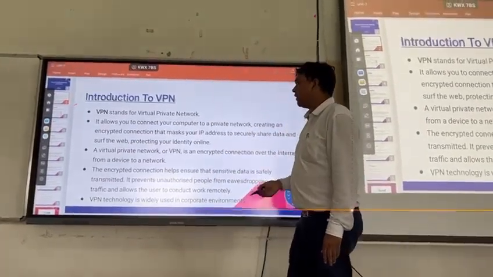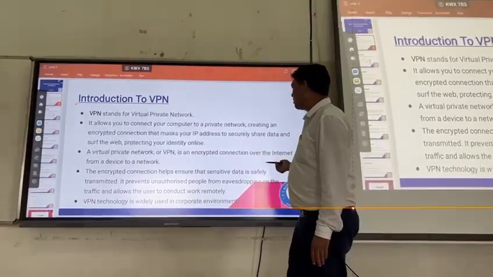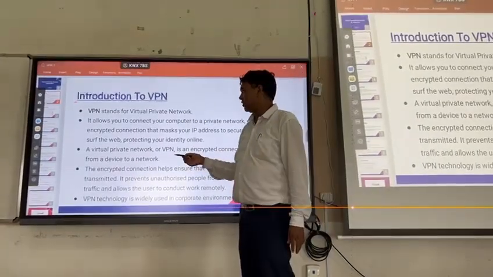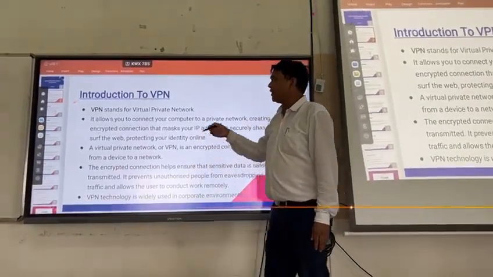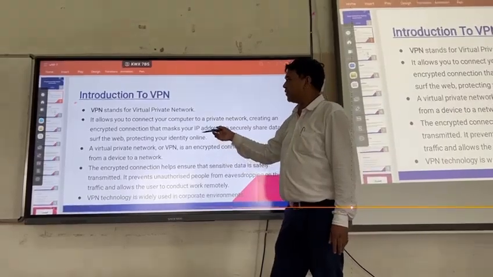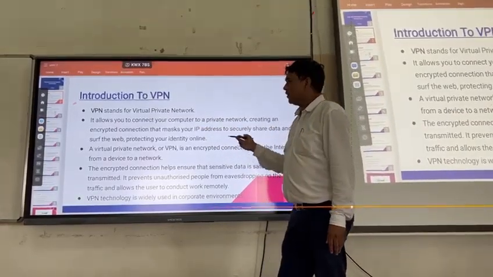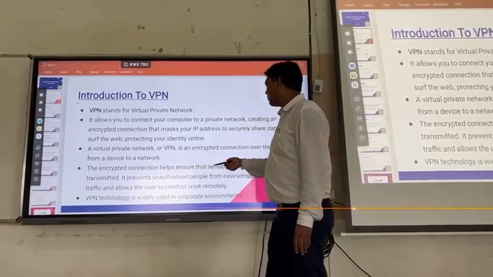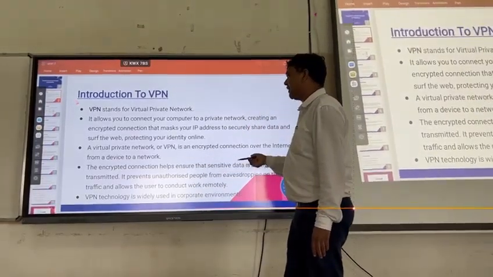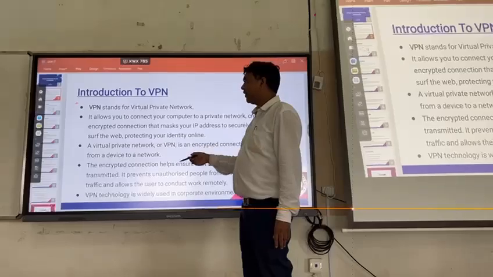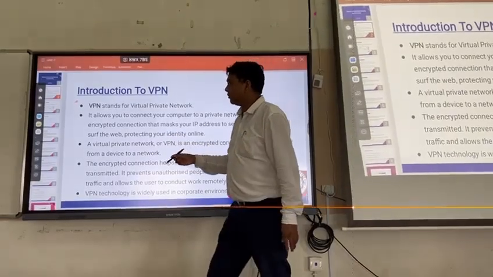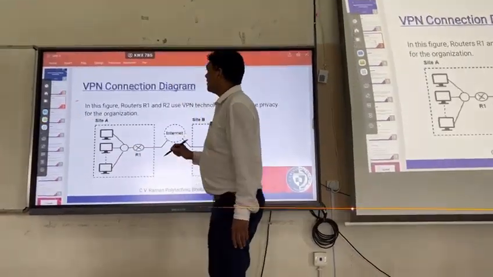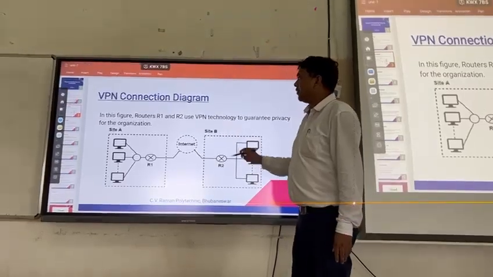A virtual private network, or VPN, is an encrypted connection over the internet from device to device of a network. Means suppose we can directly connect any kind of device to another device. Here we are deploying the VPN concept. An encrypted connection helps to ensure the sensitive data is safely transmitted, to prevent unauthorized access to the different kinds of devices. See, this is the connectivity diagram of your VPN.